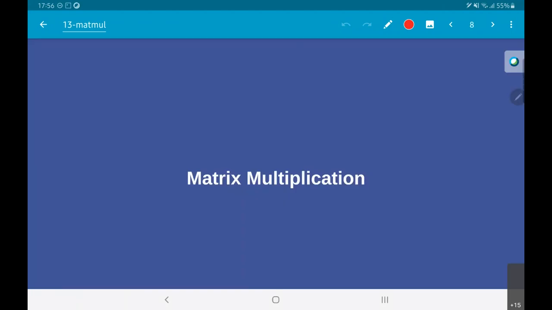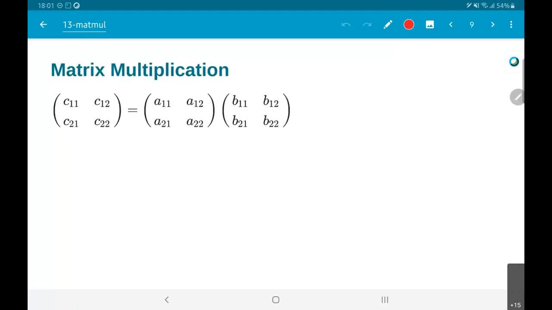What we are going to do now is take one specific example of this in order to understand that, and the example is going to be matrix multiplication. What is matrix multiplication, right?